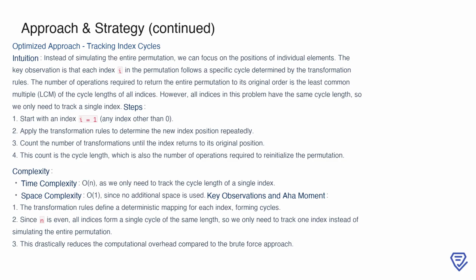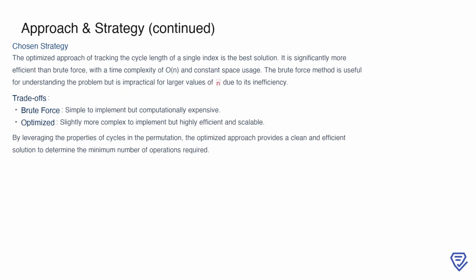This works because all indices in the permutation share the same cycle length due to the even value of n. This optimized approach reduces the time complexity to O(n), as we only track one cycle, and the space complexity to O(1), since no additional storage is needed. By focusing on the deterministic mapping of indices, we eliminate the inefficiencies of the brute force method. The optimized approach of tracking the cycle length of a single index is the most efficient solution for this problem.